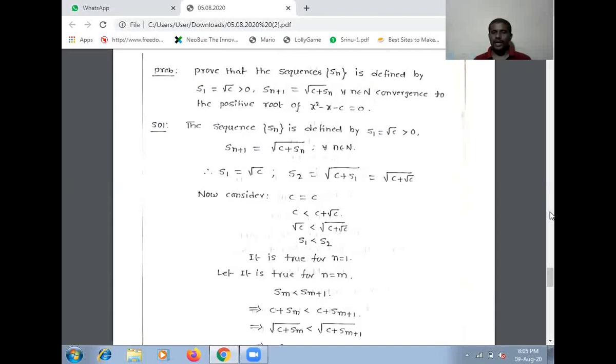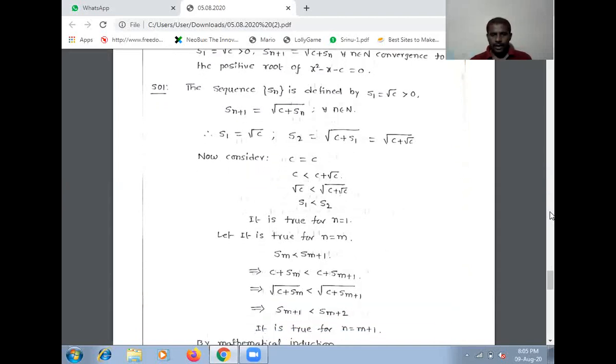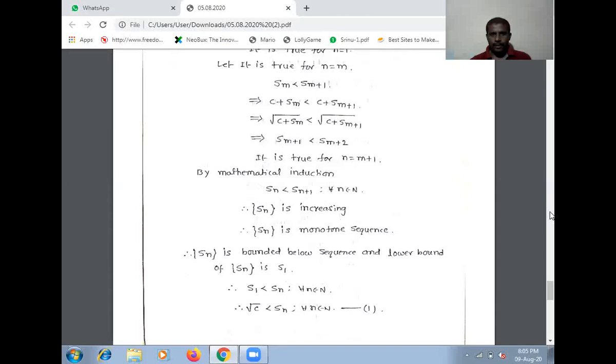So let it be true for n equal to m. So n equal to m means Sm less than Sm plus 1. So that implies, adding c on both sides, c plus Sm less than c plus Sm plus 1. Now taking the square root on both sides, root of c plus Sm less than root of c plus Sm plus 1. By the given problem, root of c plus Sm is Sm plus 1, so less than, it is Sm plus 2. So it is true for n equal to m plus 1.